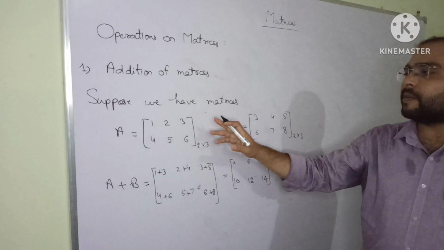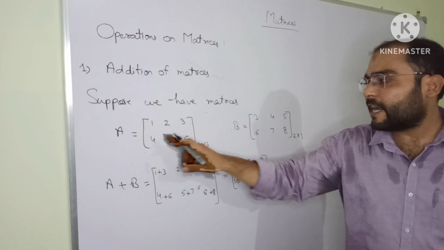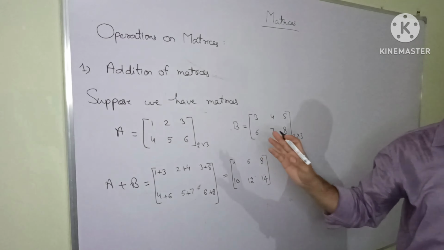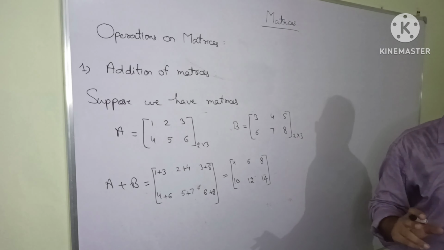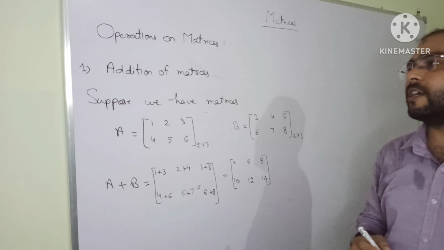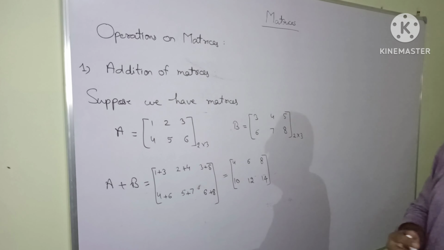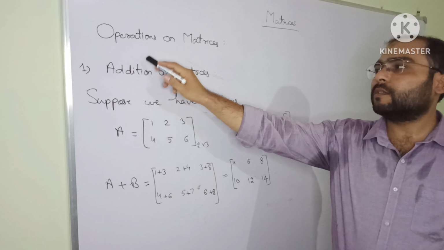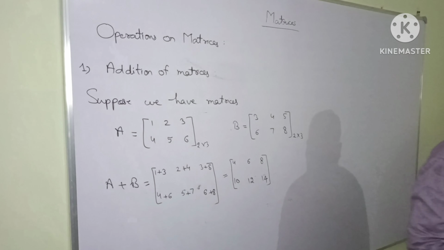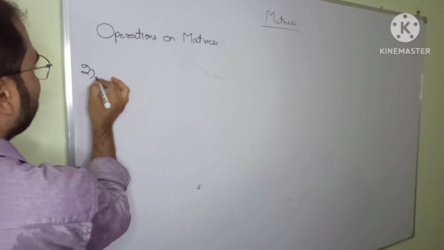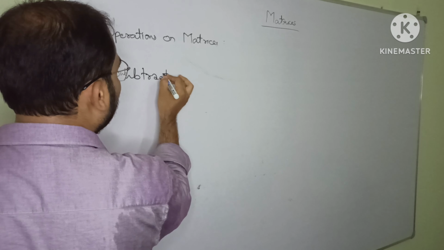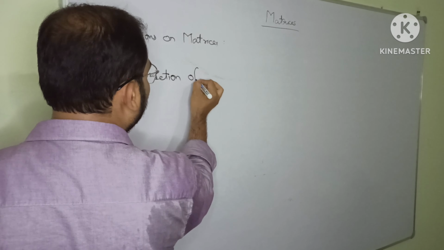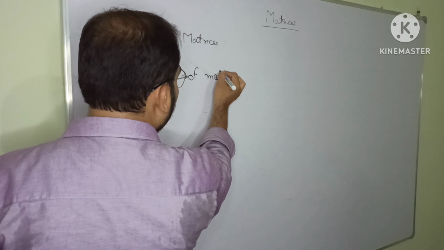Here I have explained how we add two matrices if they are of the same order. We will only add or subtract if the order of the matrices is the same. Otherwise, we cannot perform addition. Okay. The second operation is subtraction of matrices.